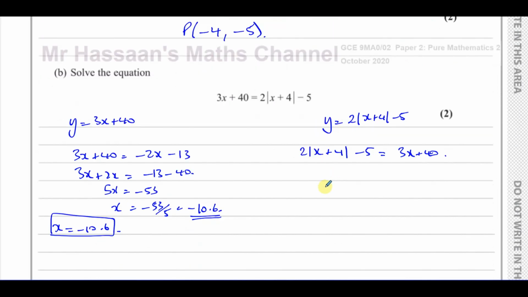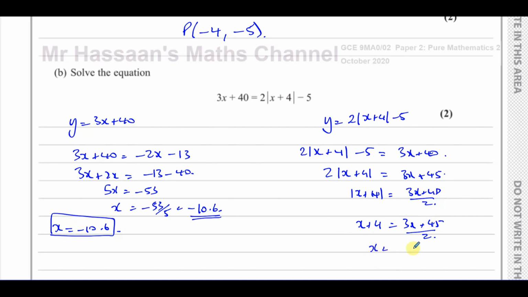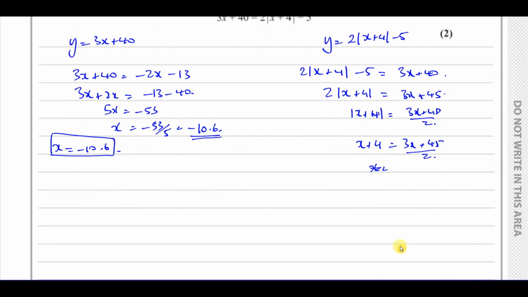So if you had just treated it like this, you'd have 2 times the modulus of x plus 4 equal to 3x plus 45, adding 5 to both sides. So you have the modulus of x plus 4 equal to (3x plus 45) over 2. Then the positive argument is when x plus 4 equals (3x plus 45) over 2. And the negative argument would be x plus 4 equals negative that. That would have led us to that solution when we said x plus 4 equals negative of this.